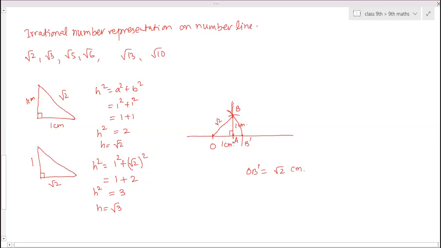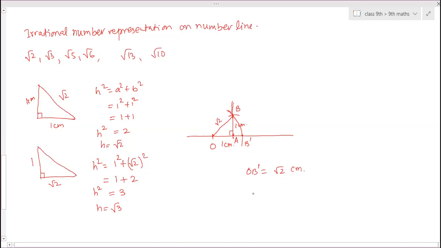Simple one. Horizontal line 1 centimeter. On that, draw a perpendicular 90 degree properly with a protractor. Then mark a 1 centimeter arc on that 90 degree line, and join O to B. Then take O as a center, OB as a radius, and draw an arc from B cutting the number line. That point you will get is B dash. So OB dash is equal to root 2 centimeters. It's clear?